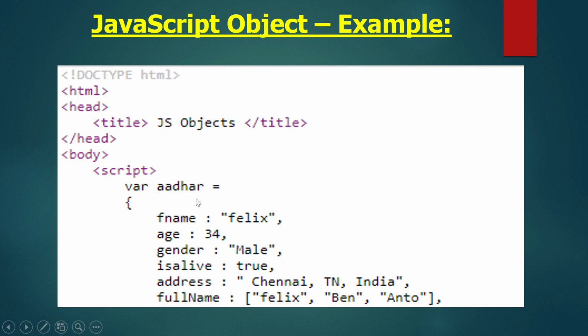It's a property, like a key, and its value is Felix, a string value. Here age 34. Age is also a property key, and its value is 34. All these are key value pairs, and we have declared them inside the other object. Then true is a boolean, which we have assigned to isAlive. isAlive is a boolean variable. And Chennai and full name, this is an array separated by commas and square brackets.